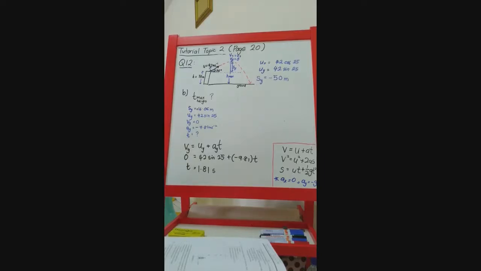You actually can use two of them, but please choose the easiest one, this one. Vy 0, Uy is this one, okay, plus Ay is negative 9.81, and then time. So you rearrange, get 1.81 seconds, time for it to reach maximum height.